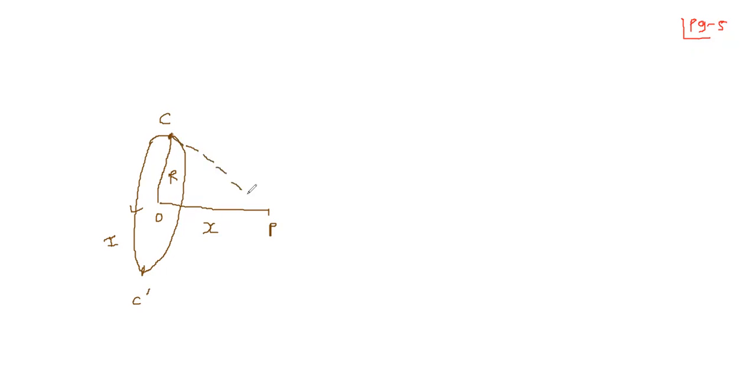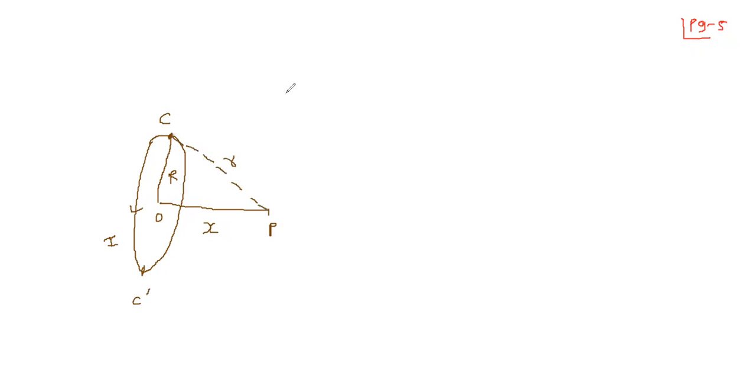So we assume a circular loop carrying current I. O is a midpoint. P is any point on the axis. X is the distance between O and P. Capital R is the radius of the circular loop. C is topmost point, C dash bottommost point. Distance between C and P is small r.